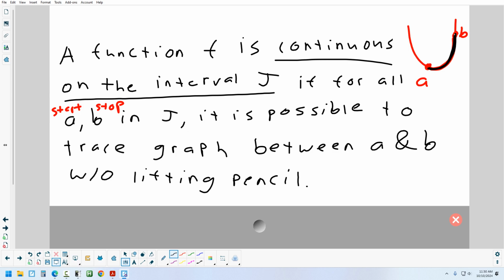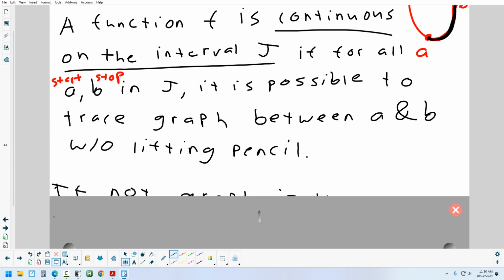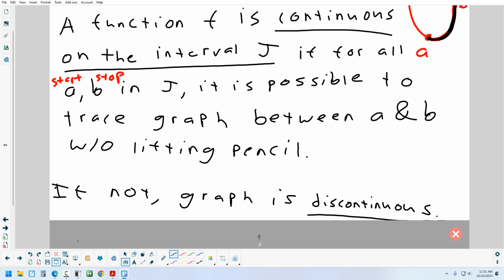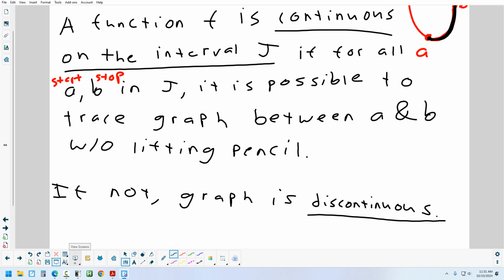I'm not saying the whole graph is continuous. This one is. But I'm just saying, at least from where I started to where I stopped, I never had to lift my pencil in that section. Does anybody have an idea what the opposite of continuous is? Like if you try tracing from a starting point to a stopping point and you have to lift your pencil to do that. Non-continuous? Non-continuous is a good guess. They call it discontinuous. But discontinuous means that it is not continuous.